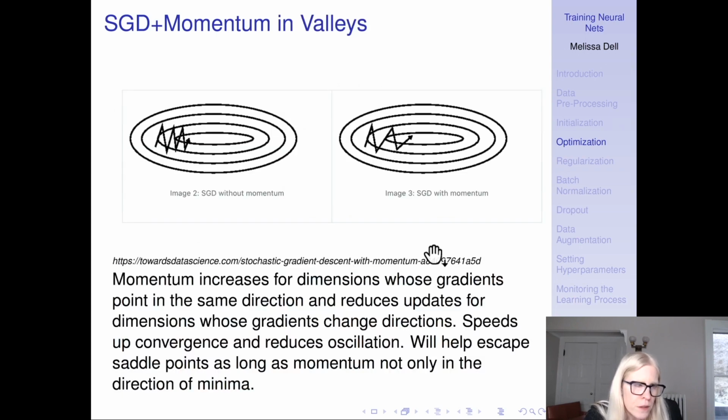So why is this helpful? Well, momentum increases for dimensions whose gradients point in the same direction, and it reduces your update for dimensions whose gradients change directions. And so it helps with oscillation, because when you're oscillating, your gradient is changing signs. And when you average over that, then it's slowing down that oscillation, whereas it will speed up convergence in the dimension where you are not changing directions, which helps you get to the optimum faster. It can also help you escape saddle points as long as momentum is not only in the direction of the minimum.